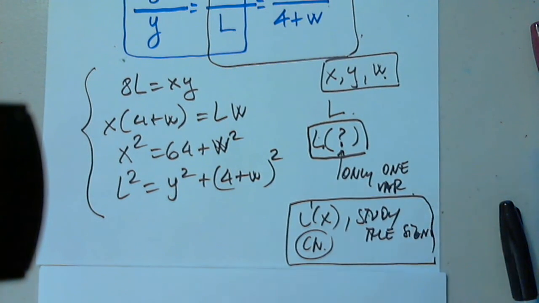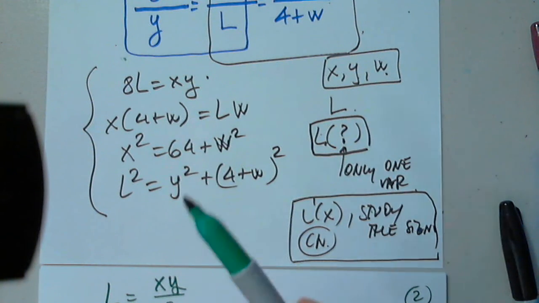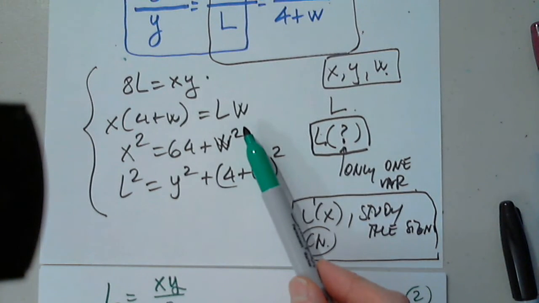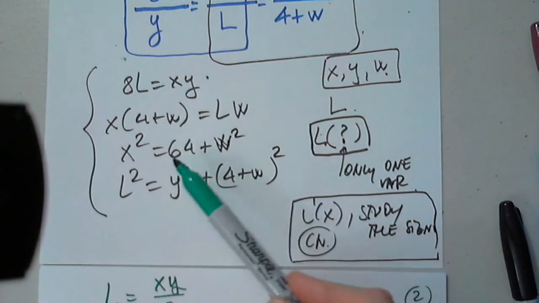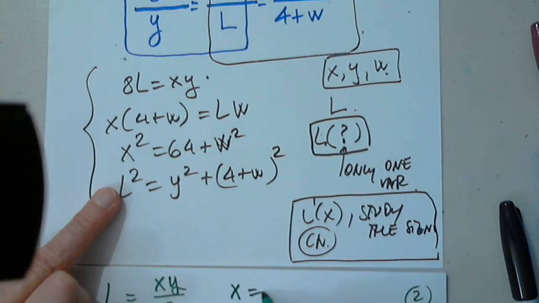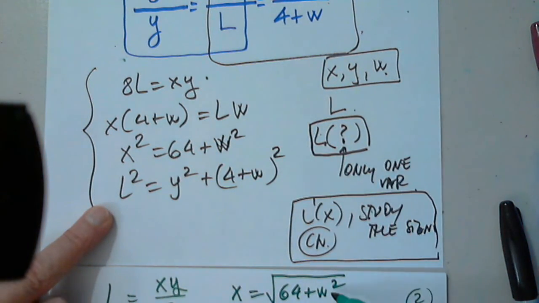So if I write from the first one, L equals xy over 8, okay. Now I would like to get rid of x and y. Is there a way of getting rid of x and y from anything else? Not of both, just either x or y. If I solve this for x, I will have the square root of 64 plus w squared. But now I need to get rid of w.